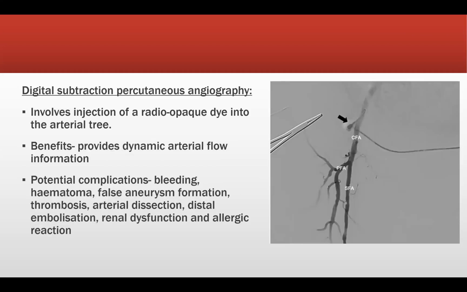The other mode of investigation is digital subtraction percutaneous angiography. It involves the injection of radio-opaque dye into the arterial tree, and it provides dynamic arterial flow information. And the complications of this procedure are bleeding, hematoma, false aneurysm formation, thrombosis, arterial dissection, distal embolization, renal dysfunction due to the dye, and allergic reaction to the dye.